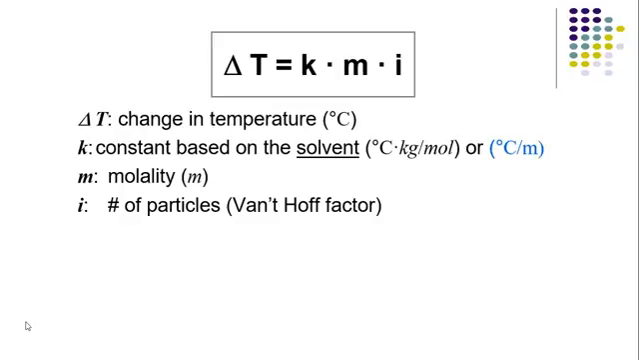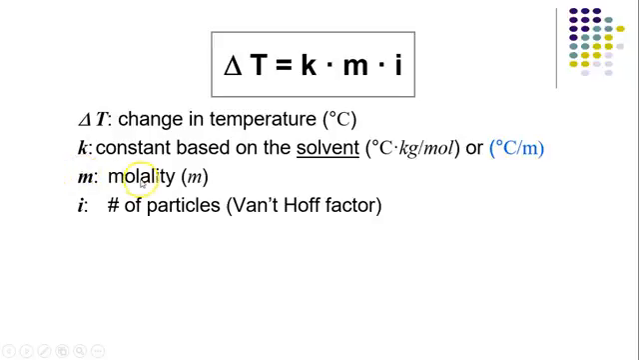Now, its units can come in two ways. It can come in terms of degrees Celsius times kilogram over mole. And all this is right here is 1 over the molality, because molality is moles per kilogram. Or it can come in degrees Celsius per molal. So the molality would be on the bottom. Same thing, just a different way of expressing that unit.